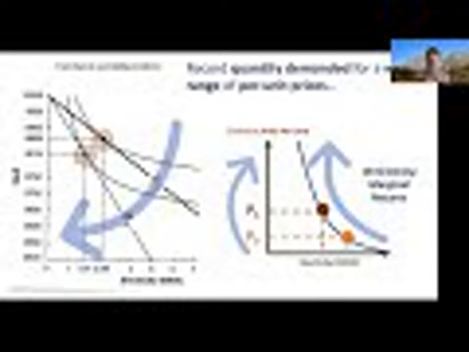Now, to make sure everyone's paying attention, why? Why between these prices do I get a small change in quantity, but once the price becomes sufficiently low, why do I get a much bigger change in quantity? Does anybody have a quick guess?